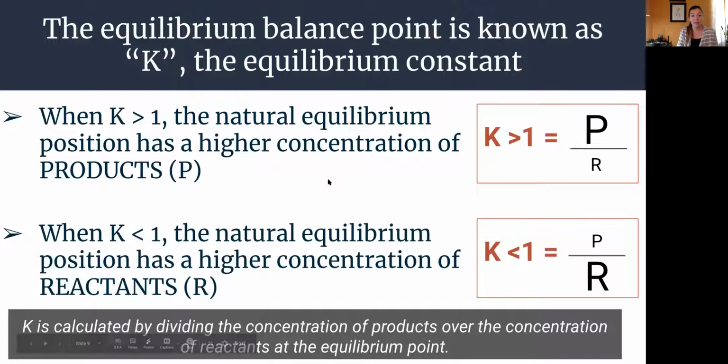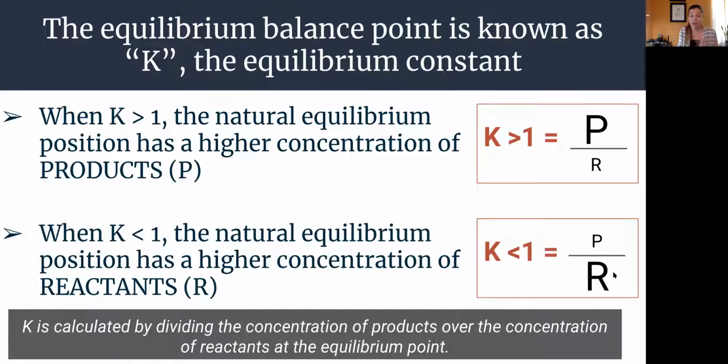And K is a value that for each reversible reaction, you can Google. You can look up at room temperature, what is K for that particular reaction? If you look it up and K is greater than 1, then it means that the natural equilibrium position has a higher concentration of products. So you can kind of see that in the visual here. If K is greater than 1, it means that when that particular reaction is at equilibrium, there are more products than reactants. If K is less than 1, so we Google a reaction and it tells us that K is 0.5, that means the natural equilibrium position has a higher concentration of reactants.